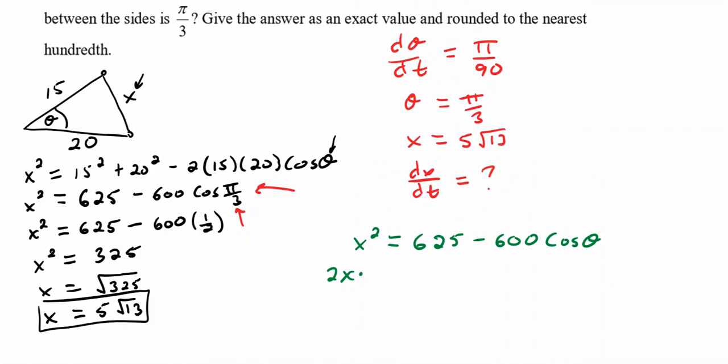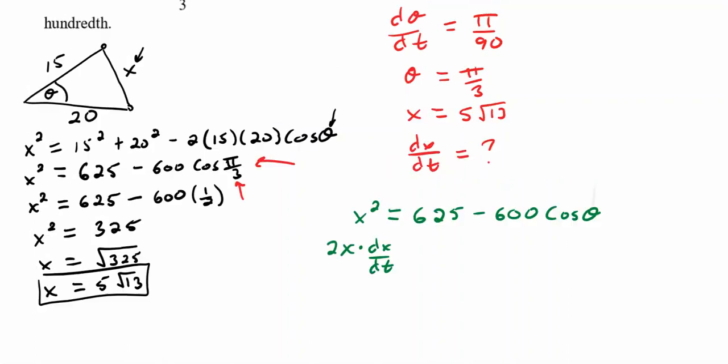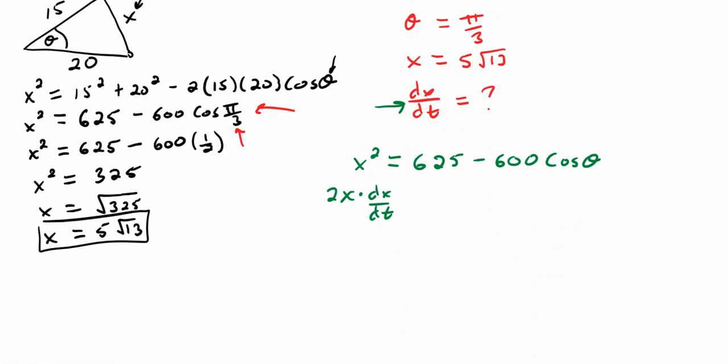But we like doing it in Leibniz notation, like with the dx dt, so it's with respect to time. So it'll be the derivative of x with respect to time. And that's perfect because remember that was what we were looking for: how fast is the side length changing? So that's actually a good thing that happened.